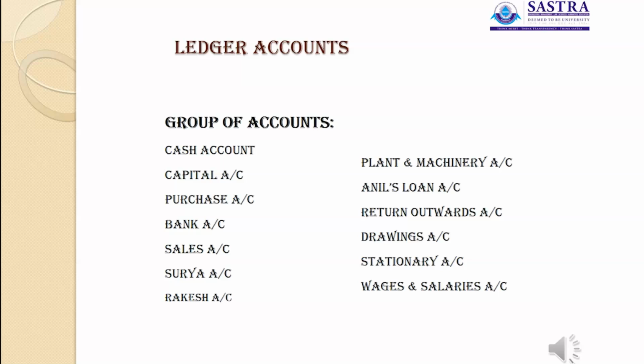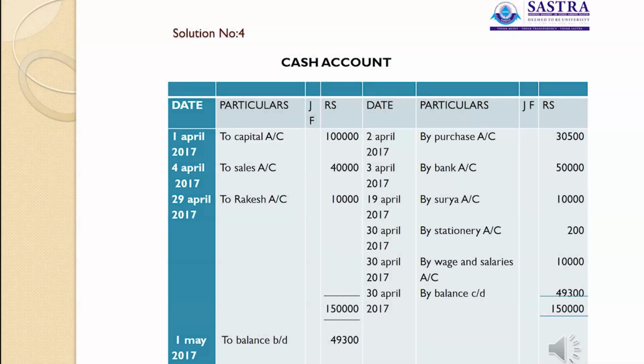These accounts, for example, cash account. Here all cash receipts and payments are recorded under the head cash account. So this is called a group of accounts. Okay. First we have to prepare the cash account. So here this is the debit side. Here is the credit column.